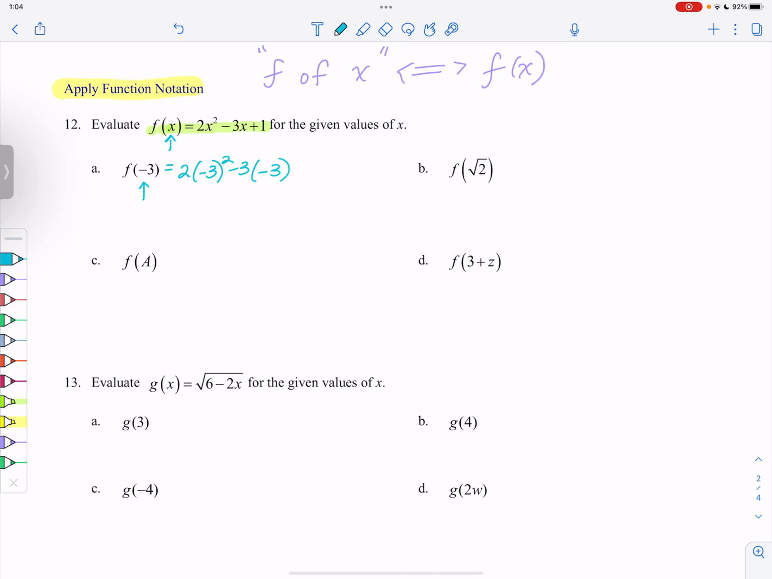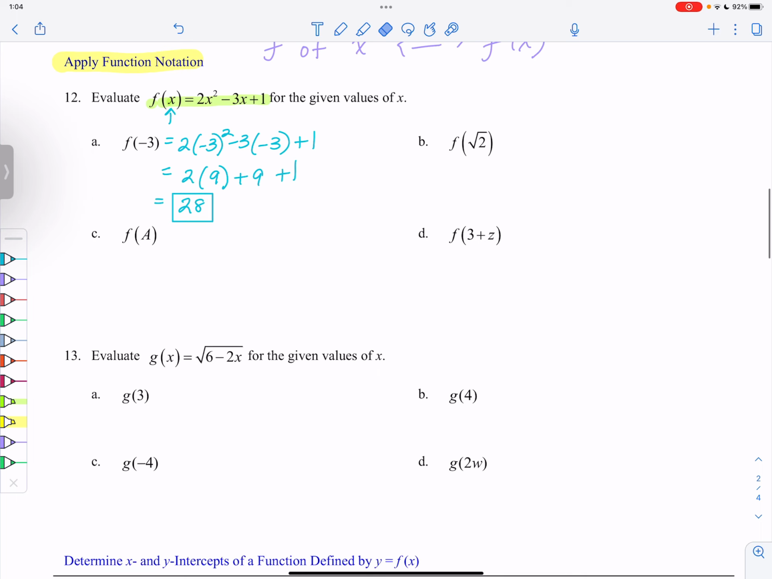And it's really important to take the time to write that and then to simplify. And if you add all of that together, you will get 28. Let's try that in B. We're going to do the same thing.